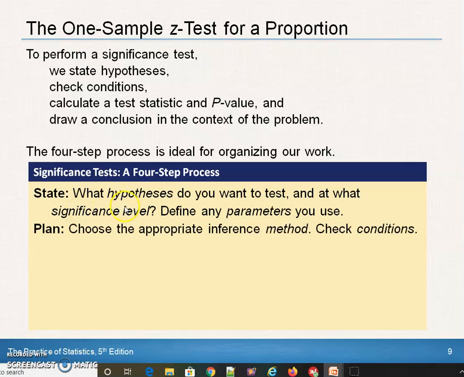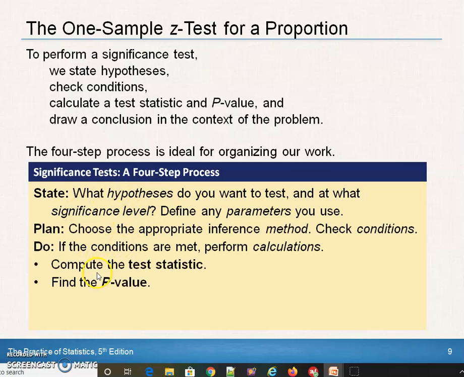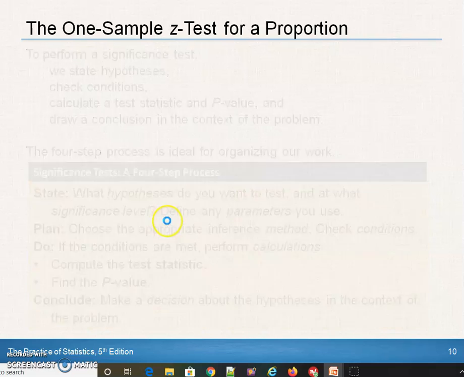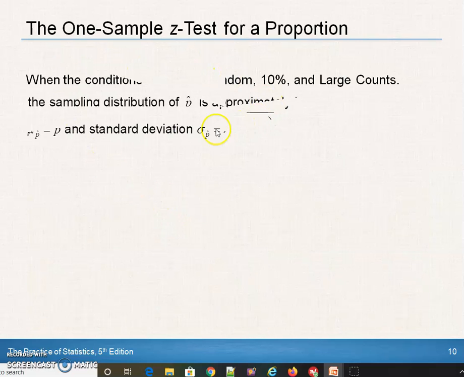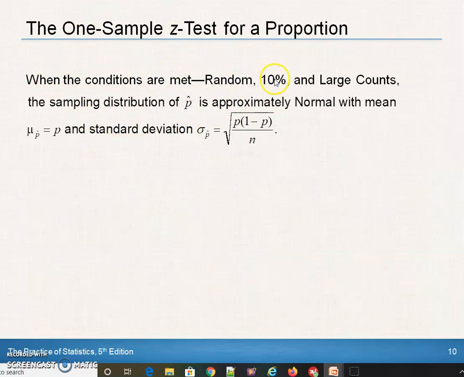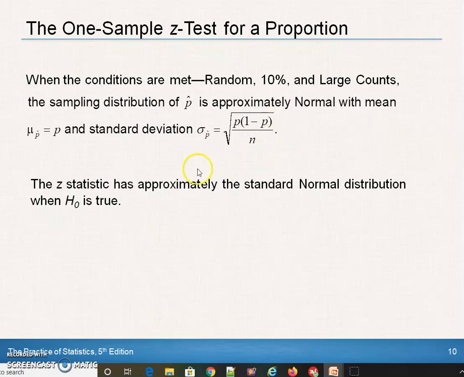This is the four-step process. There's only two conclusions we can come up with. So when the conditions are met, random, 10%, large counts, the sampling distribution of p-cap is approximately normal. So the mean is p, standard deviation, square root of pq over n. Z statistic.